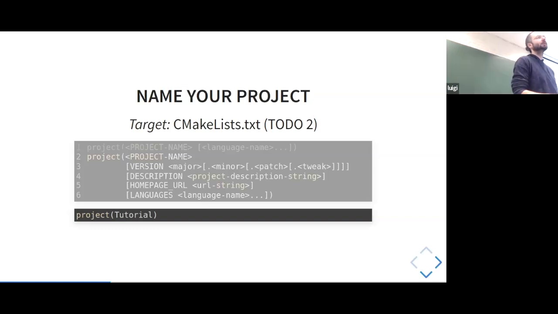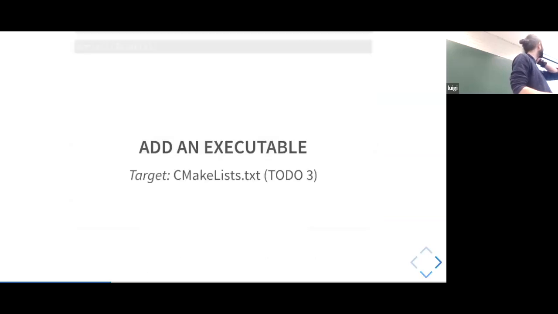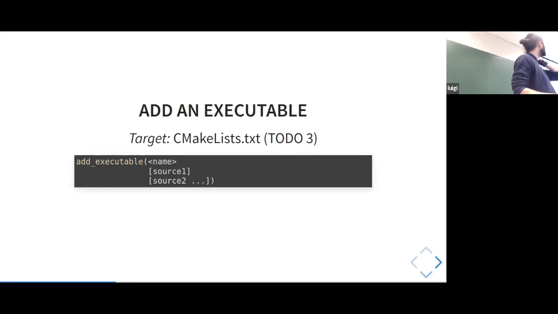Are you okay now? Okay. So the next to do is projects, to name your projects. It's in the same file. Next, sorry. So the third is to add an executable. So now you have a name, you have a minimal version of CMake, you need to add an executable. So you tell CMake, okay, this is the program I want to build. But in which part should I edit it? It's still in the same file.